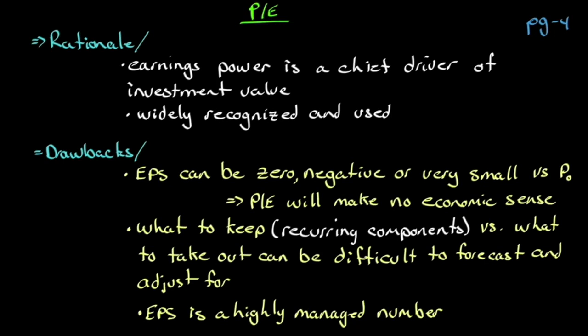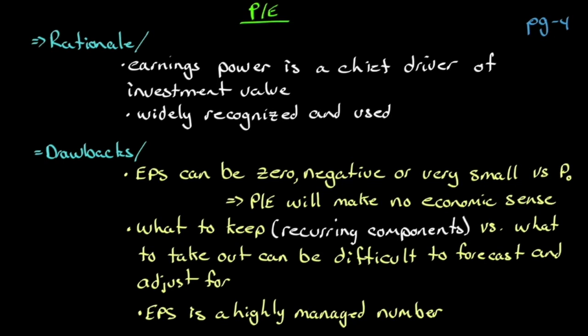The drawbacks. Earnings per share can be 0, can be negative, or very small versus the price in the marketplace. A PE will make no sense in that case. So let's take a stock that's selling at $10, earnings per share is 1 penny. Well, what kind of multiple is that? It would make no sense whatsoever to compare that price multiple with anything. If it's negative, you'll get a negative price, which means you must pay me to buy the stock. I'll buy 100 shares, but you've got to pay me. That doesn't make any sense.